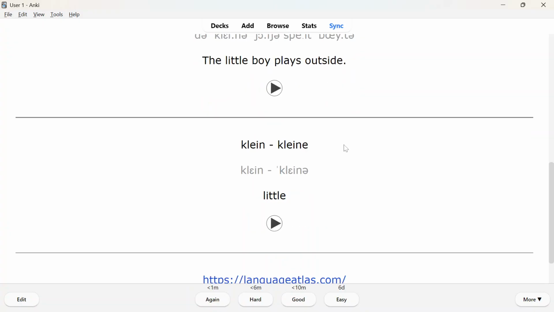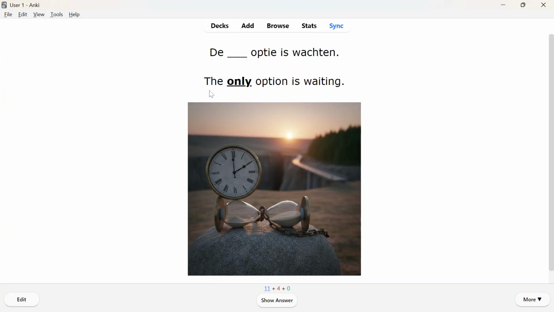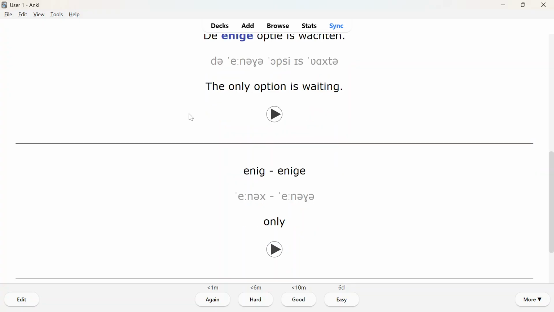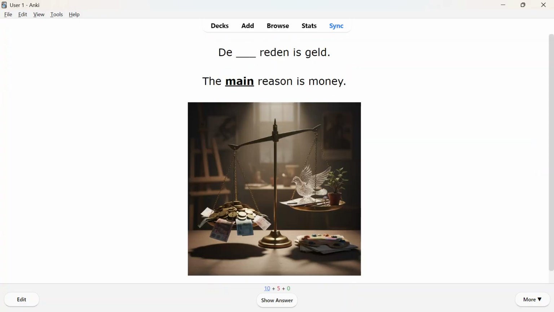Klein, kleine. De kleine jongen speelt buiten. Kleine was the right answer. The only option is waiting. Only. De enige optie is wachten. Enig, enige. Let's do one more.